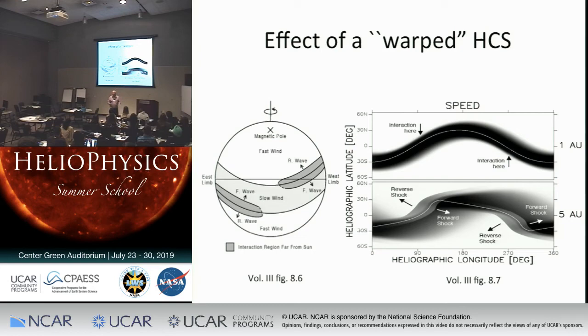That's what happens here. You get what are known as interaction regions. And this is the place where the fast solar wind is behind the slow solar wind, and they press up against each other. And over time, this is what you don't want to have happen in traffic. There's actually such high compression that it becomes a shock.